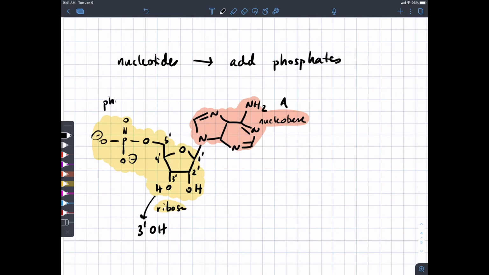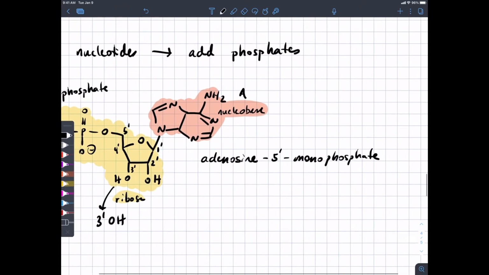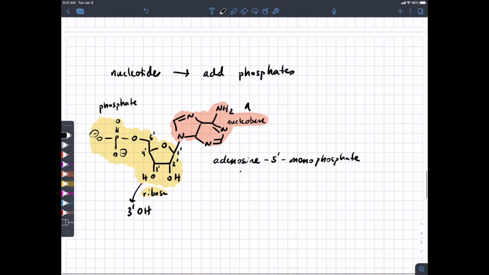So we're going to call this adenosine monophosphate. And usually people will put a 5' in there to indicate that the phosphate group is on the 5' oxygen, 5' hydroxy group. And people will abbreviate this as AMP. Okay? So that's the monophosphate version.